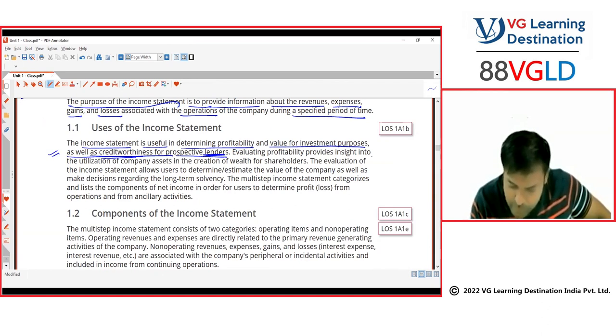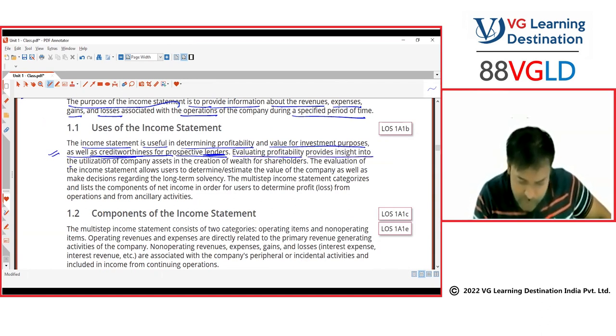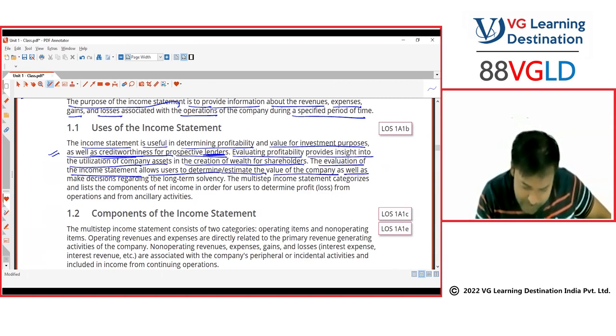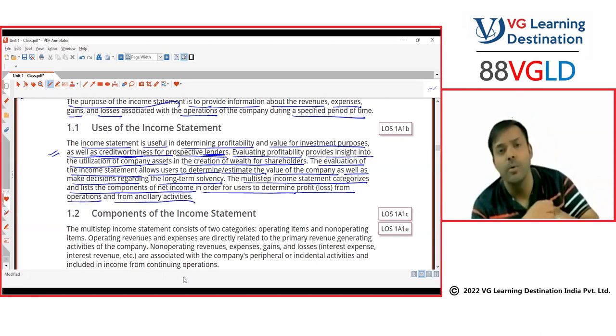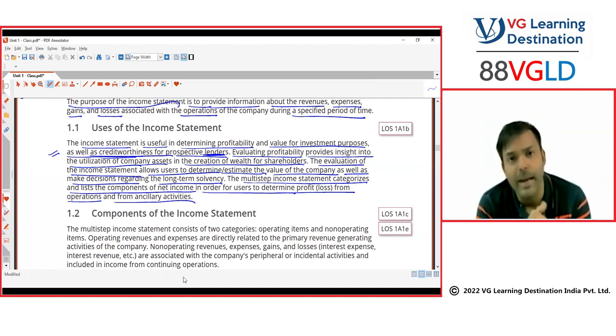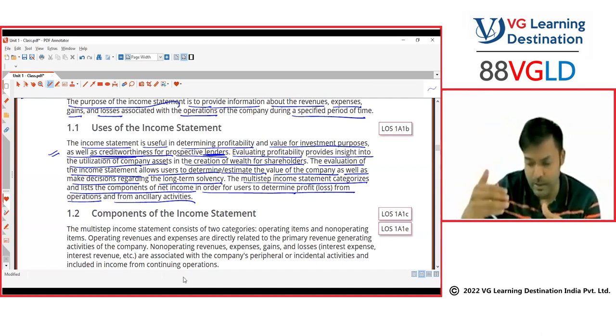Evaluating the profitability provides insight into the utilization of the company's assets in the creation of wealth for the shareholders. The evaluation of the income statement allows users to estimate the value of the company, as well as make decisions regarding long-term solvency. A multi-step income statement categorizes and lists the components of net income in order to show the P&L from the operation and from other ancillary activities. So we are going to look at how you actually utilize the multi-step. That means we'll discuss what the multi-steps are.